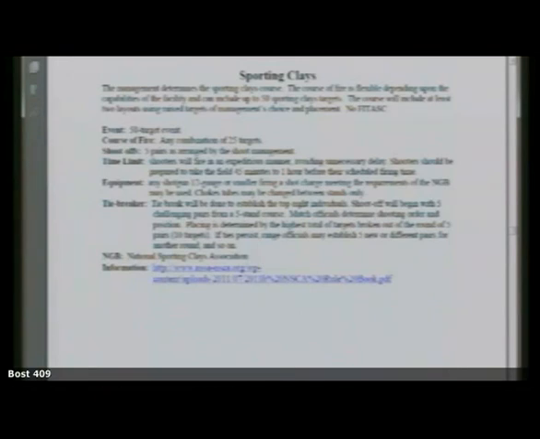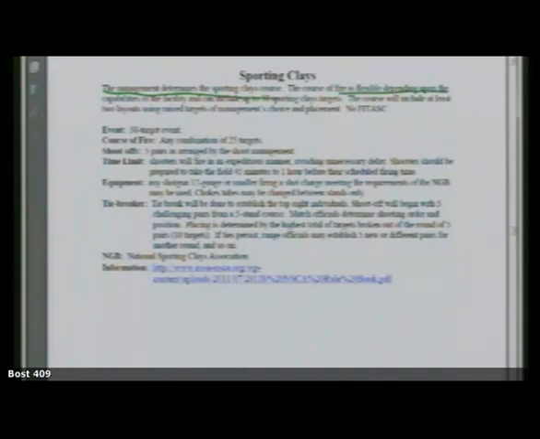As with any of the other events, management determines the sporting clays course. The course of fire is flexible depending on the capabilities of the facility and can include up to 50 sporting clay targets.